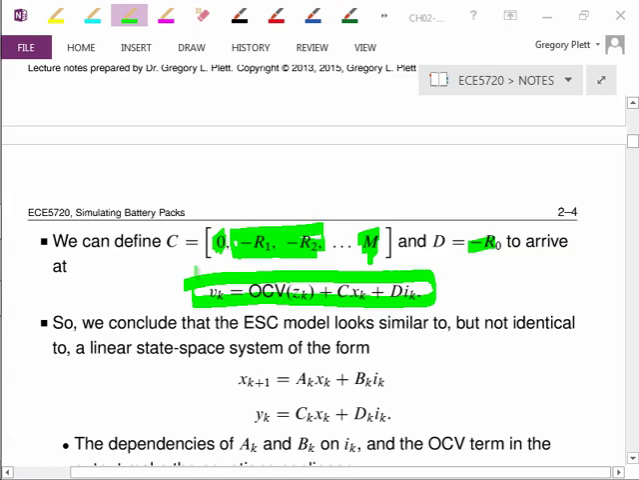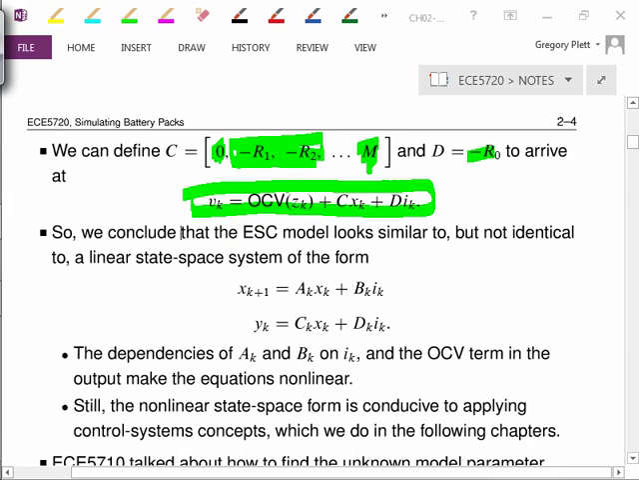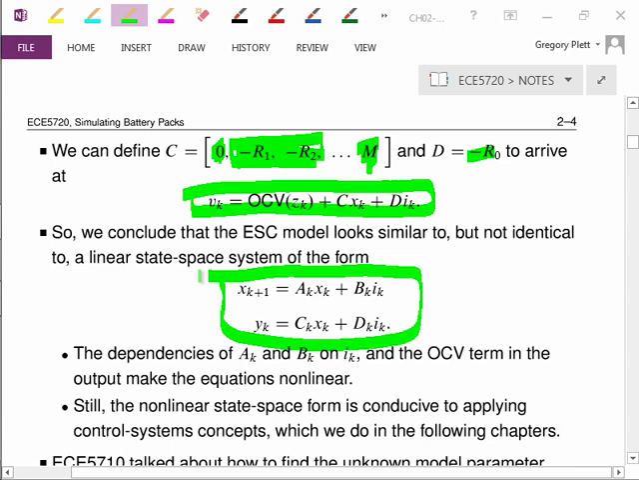So the enhanced self-correcting model looks similar to, but it's not exactly the same as, a linear state space system, which we saw last course when we were introducing the discrete time realization algorithm. It looks like this. This is a standard model form used in control systems literature and other places also, where we have new state equals A times old state plus B times input, and Y equals C times old state plus D times input.